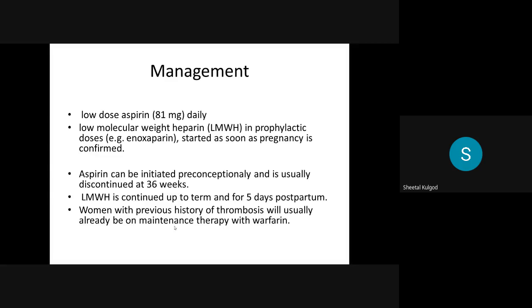So an important point to remember here in antiphospholipid antibody syndrome is the management. We give low dose aspirin, that is 81 milligram daily as a prophylaxis. And once the pregnancy is diagnosed in a patient with documented antiphospholipid antibody syndrome, we straight away start with low molecular weight heparin once the UPT is positive and the cardiac activity has been documented on the ultrasonography. So this is a very important point you need to remember for the management of antiphospholipid antibody syndrome.